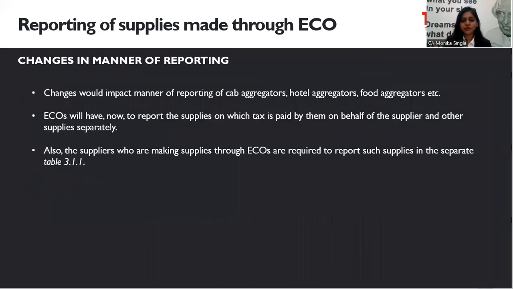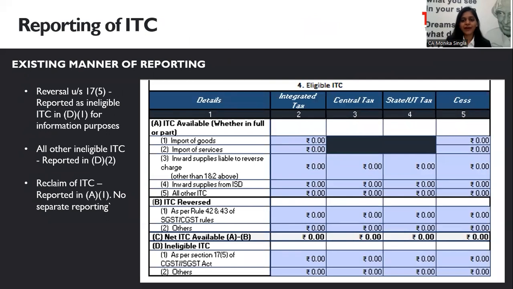Discussing the change in manner of reporting in the ITC table, let us first discuss the existing manner of reporting of input tax credit. So the current table of input tax credit provides the first head as ITC available, whether in full or in part.